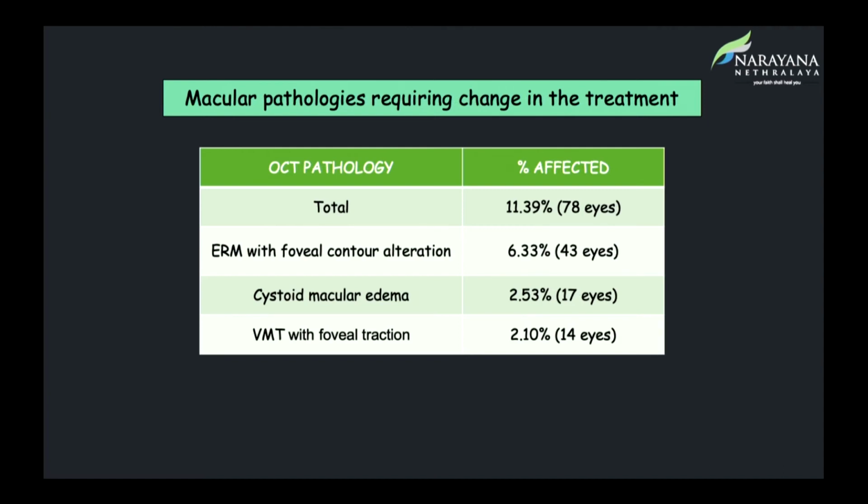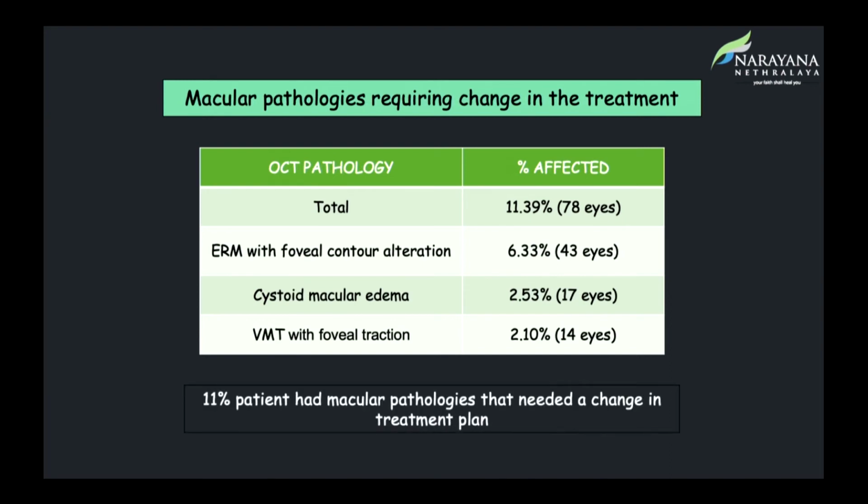So of the OCT pathologies, ERM with foveal contour alteration was found in 6.33%, cystoid macular edema in 2.4%, and VMT with foveal traction in about 3% of patients. So 11% of patients had macular pathologies that needed a change in treatment plan. So if you find these, you would want to counsel the patient for a combined surgery rather than cataract surgery alone.